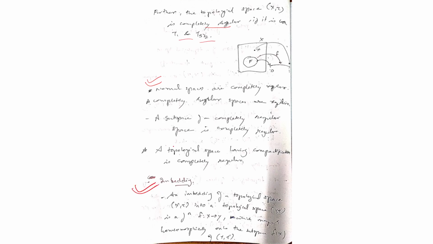Then comes the concept of embedding that is used in the proof of Stone-Čech compactification. Fine. So what is embedding? An embedding of a topological space (X, tau) into a topological space (Y, tau dash) is a function f from X to Y which maps X homeomorphically onto the subspace f of X of (Y, tau dash). Okay. So if this happens, then we say that it is an embedding.